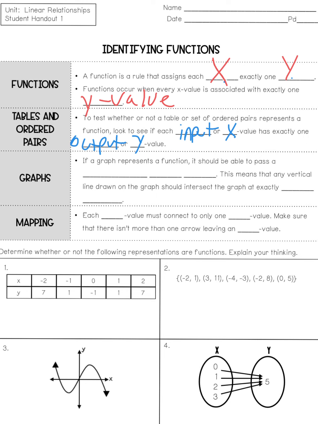With graphs, if a graph represents a function, it should be able to pass a vertical line test, and we talked about that in the video as well. Vertical line test means that any vertical line drawn on the graph should intersect the graph at exactly one point, or position, or spot. It should only intersect one time. Again, that'll make more sense when we work on graphs in the graphing section.